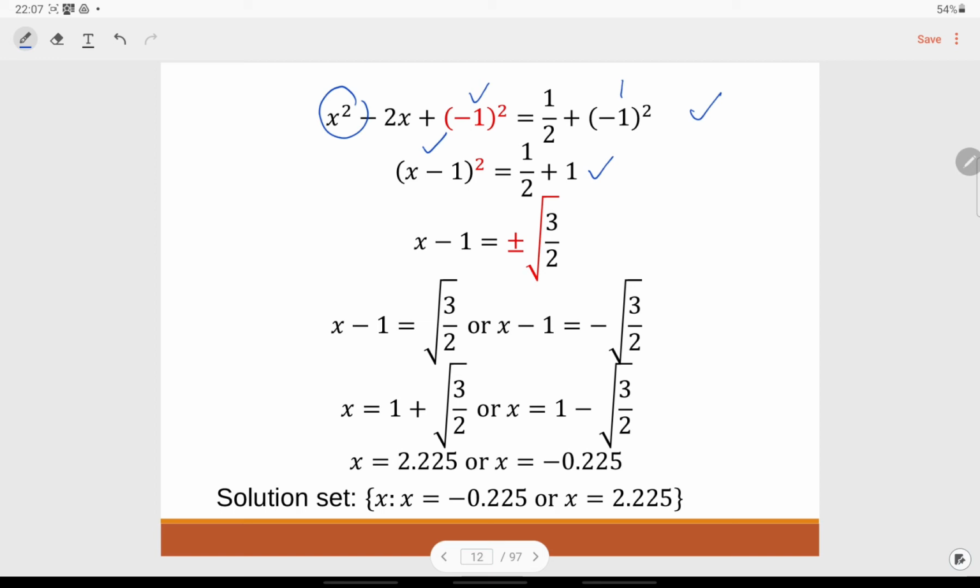Now we move to the final step, which is to put square root at both sides. The objective is to eliminate this square. So we have x minus 1 at the left hand side, whereas at the right hand side we have plus or minus square root of 3 over 2. Now we need to solve for the unknown x. So we take 1 to the other side, and we have these two equations. Don't forget to put 'or' in the middle. So the answer for these equations is this solution set. The value of x is equal to negative 0.225 or x equal to 2.225.